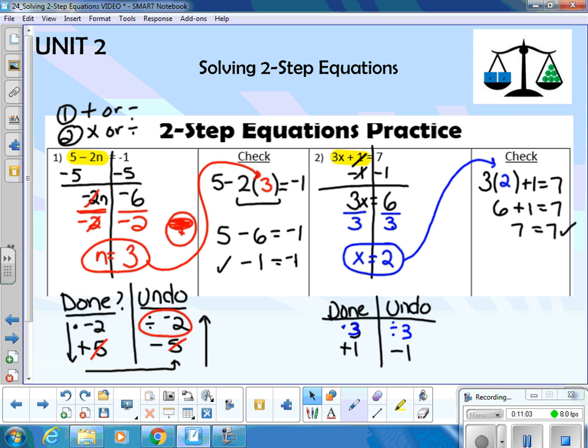So basically with two-step operations, we're always going to add or subtract first, then multiply or divide. And you're simply looking at what's being done and then doing the opposite operation of what's being done.